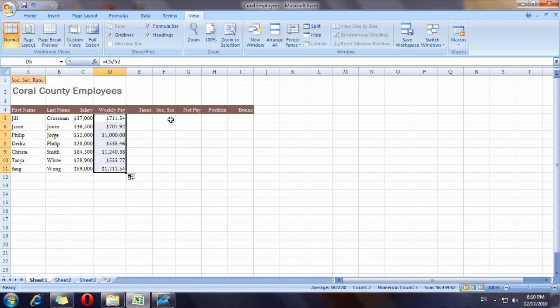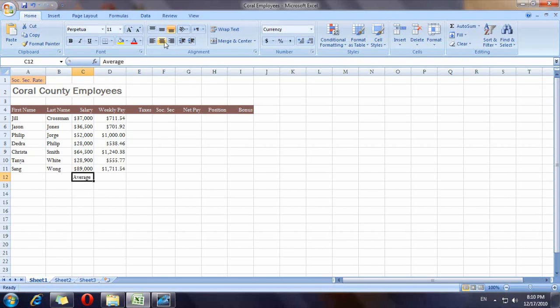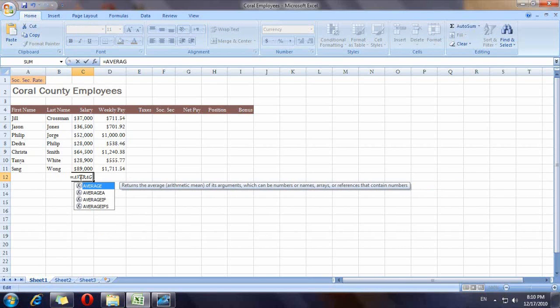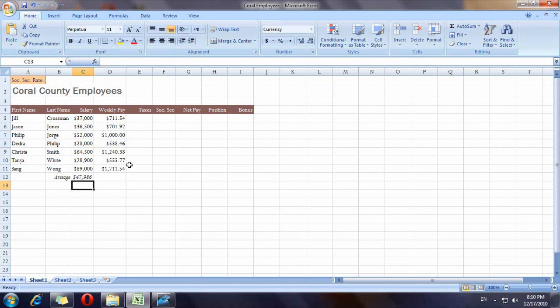Now I have to find the taxes, but before I do that, first I'm going to find the average for the salary and weekly pay. So first I'm going to enter the label average and then format it. Wrong cell. So format it, and then in cell C12 I'm going to enter the average formula, which is average, then put that and enter, and then fill it over to cell D12.